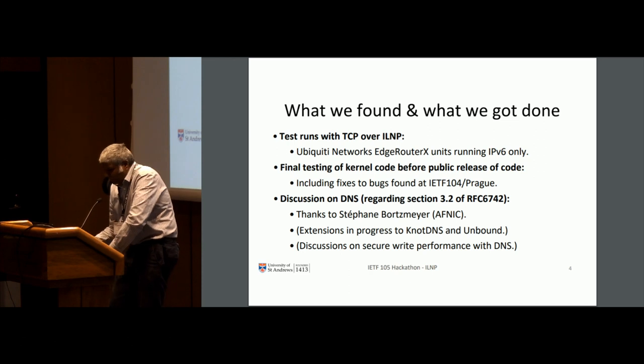So these are the key things that we managed to work out today. We did some test runs with TCP over ILNP running over these commercial routers, between two boxes that were running an ILNP modified Linux kernel. And we had some discussions on fixing a possible issue with DNS additional information processing, and that was actually fixed, so that was a good outcome.